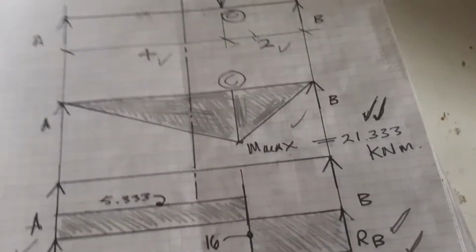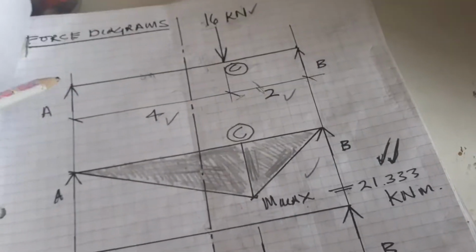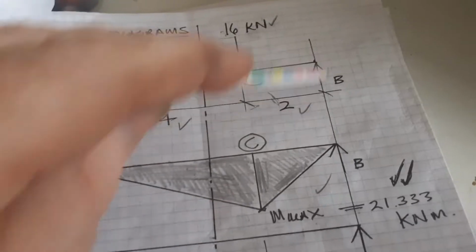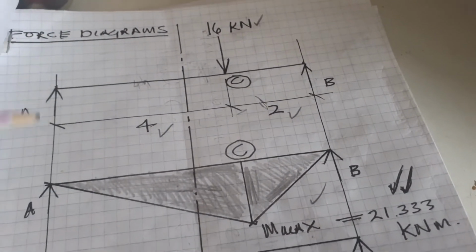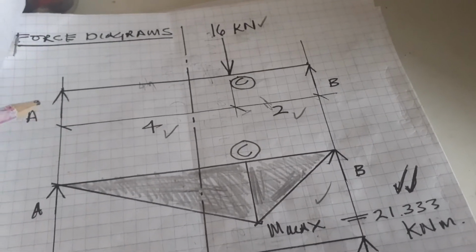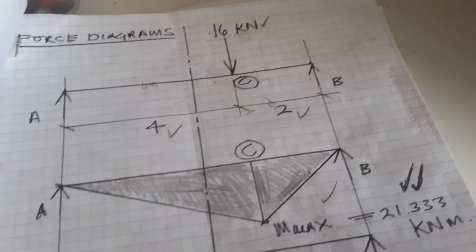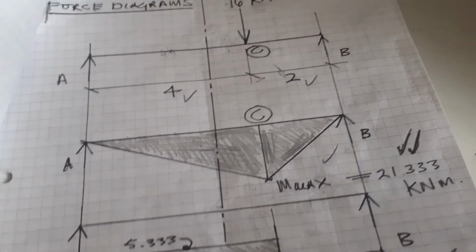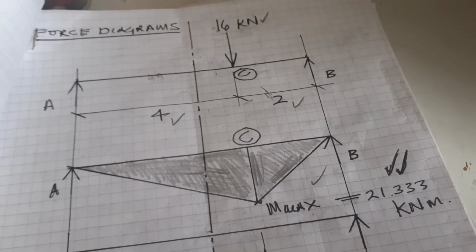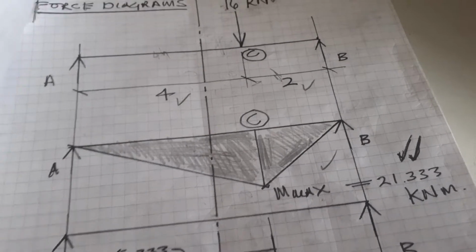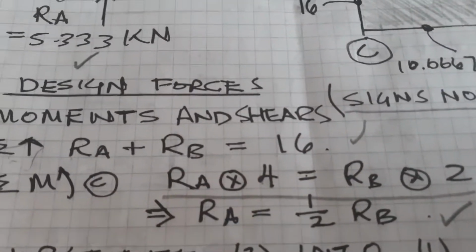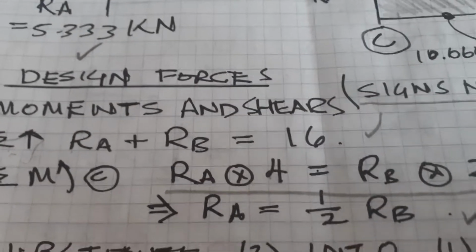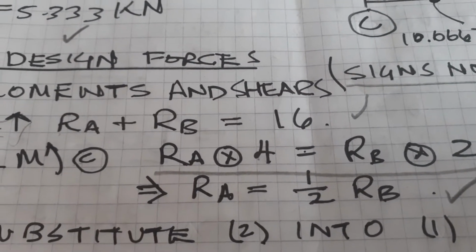So that means that RA plus RB equals 16. From this we're allowed to use common sense, and we know that RA and RB are both going upwards because the load is going downwards. This is proved when we take moments. So the next thing to do is to take moments about, well, I've done it here, I've taken moments about point C. Yeah, that's just to verify RA equals RB.